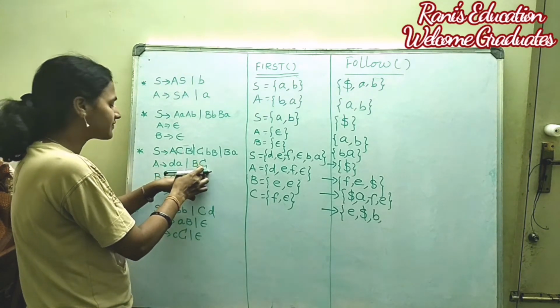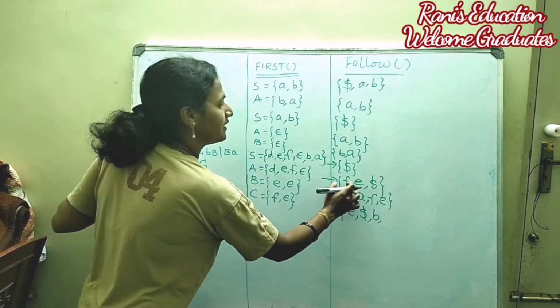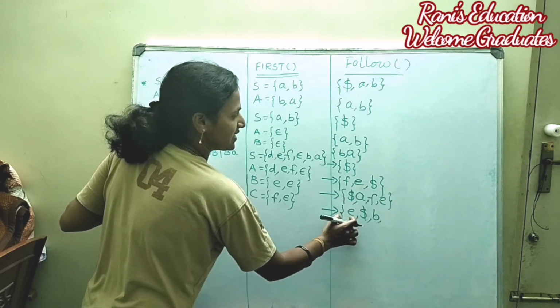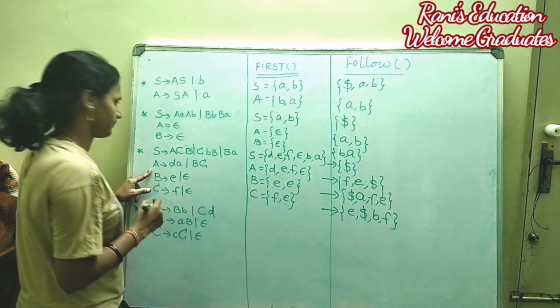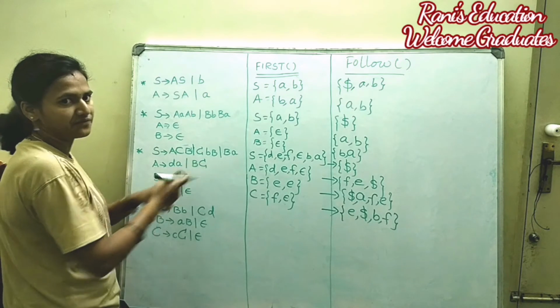That is, follow of C equals follow of E. What is follow of E here? F, E and dollar. So dollar and E are already included, and we just include F. That is how you compute the first and follow functions.